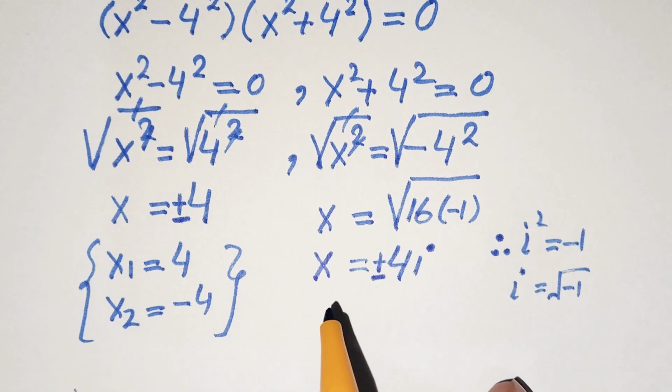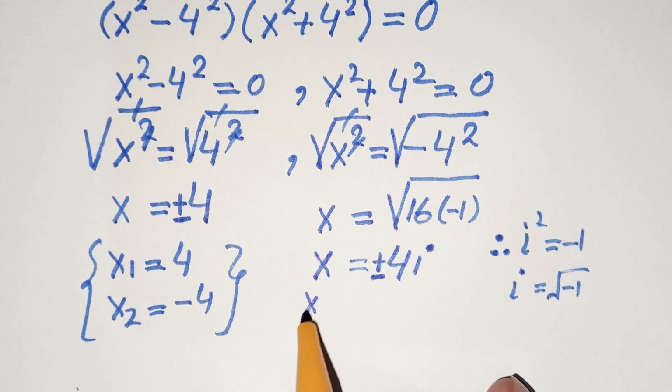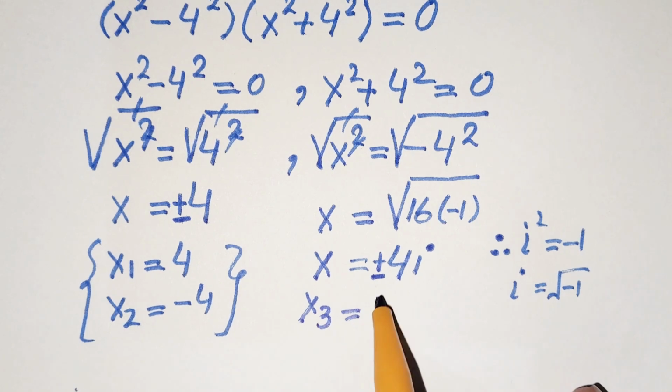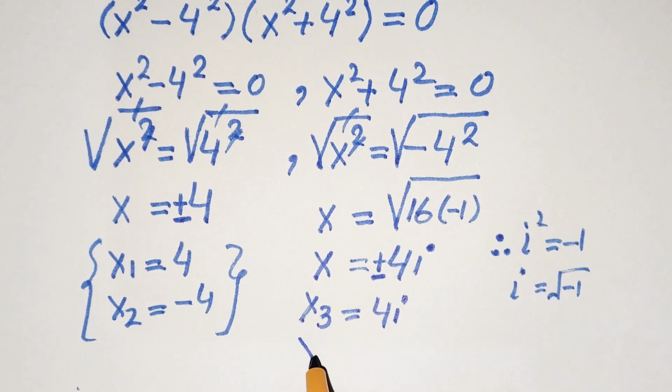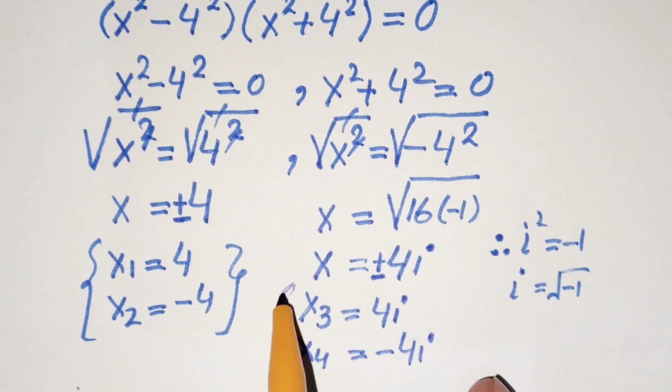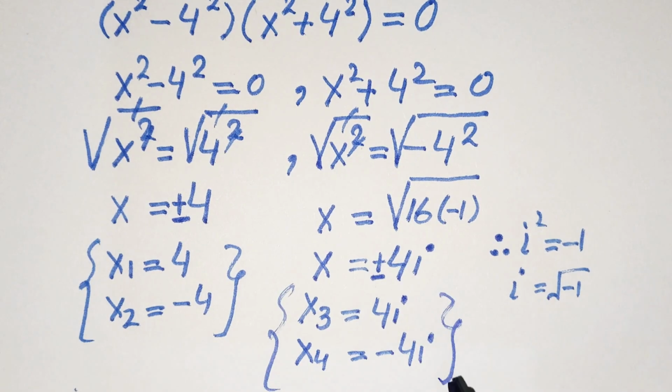Here we can also see that there are two values of x: x3 is equal to 4i and x4 is equal to minus 4i. So we have four values of x.